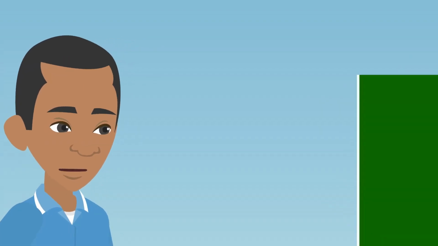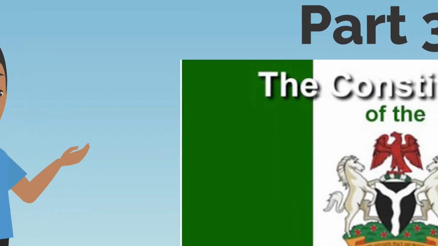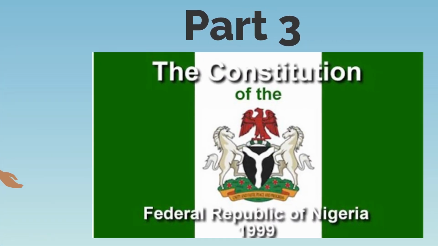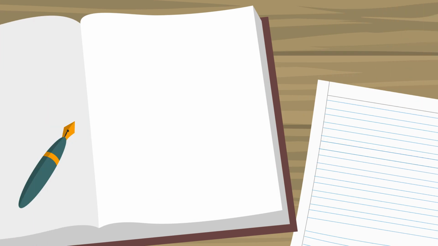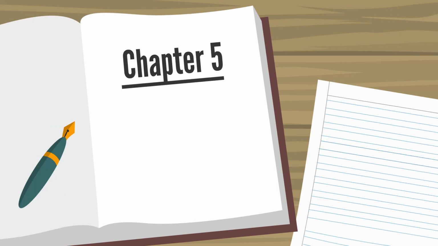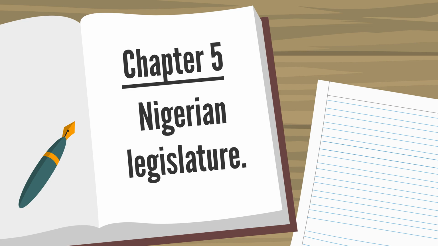This video is the third part in a 5-part series that we're doing on the Nigerian Constitution. So it would really help you to go back and check out the previous 2 videos if you haven't yet. Now, in this video, we'll be focusing on Chapter 5 of the Nigerian Constitution. This chapter talks about the provisions of the Nigerian legislature.